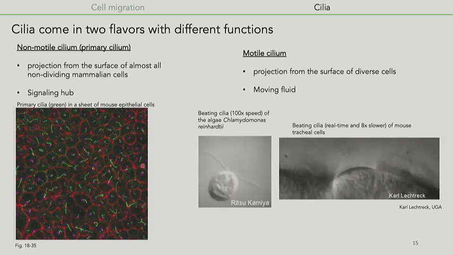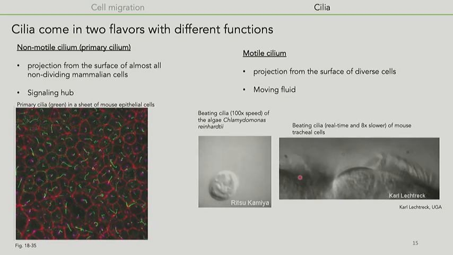The other main class of cilia, which you maybe have heard about before, are motile cilia. And these are used to really move fluid in the extracellular space. They're used for motility. So this is a very slowed down video of a single-celled algae called Chlamydomonas. It has two cilia, which you can see here, these two little antennas, and it's beating them in order to swim around in pond water, for example. So motile cilia can be used for cell movement.